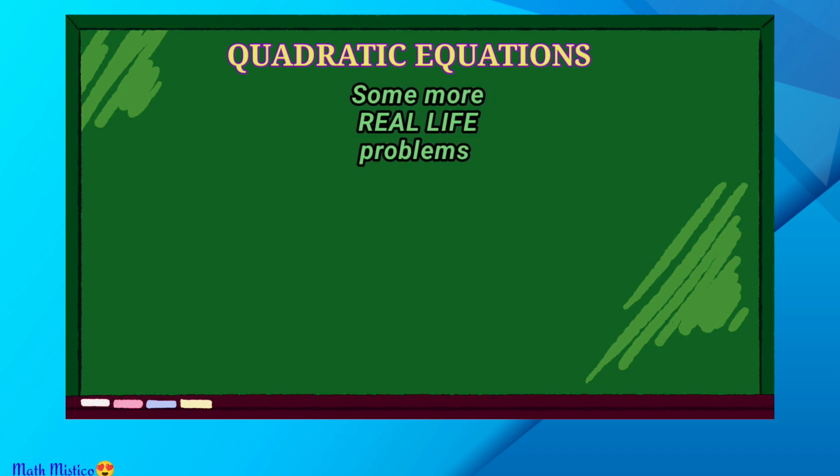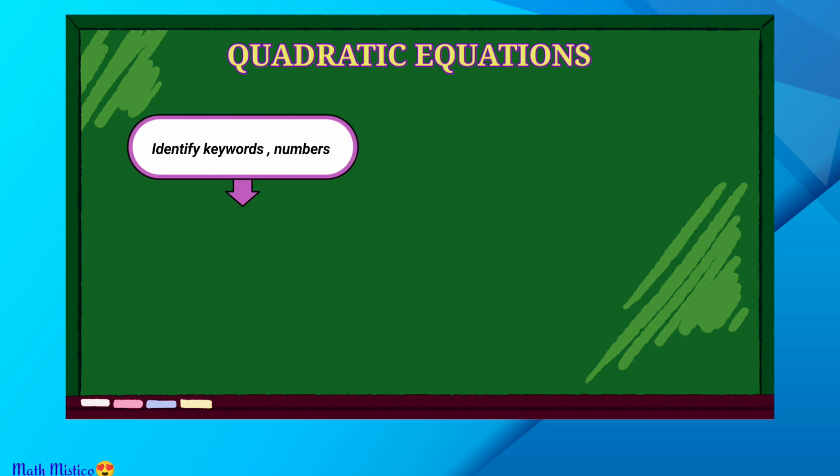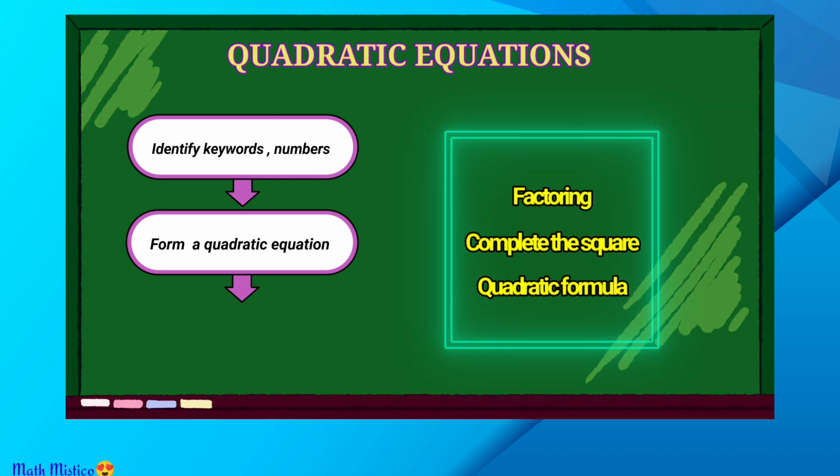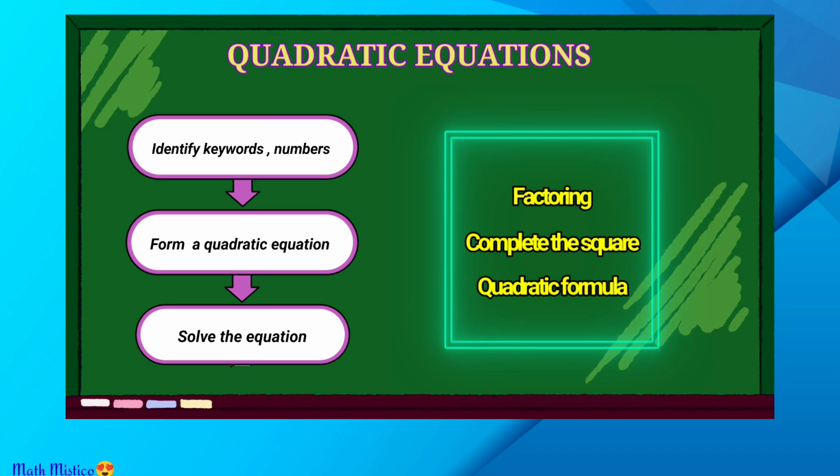To solve these problems, we need to identify keywords and numerical information given in the statements. Making use of this information, we formulate a quadratic equation representing the situation. We can use the factoring method, completing the square or the quadratic formula to solve the equations. So let's try the first problem.